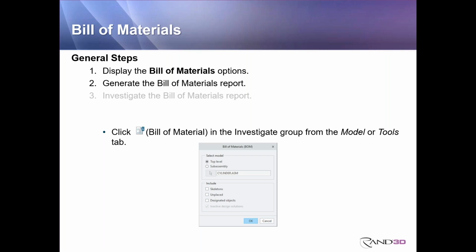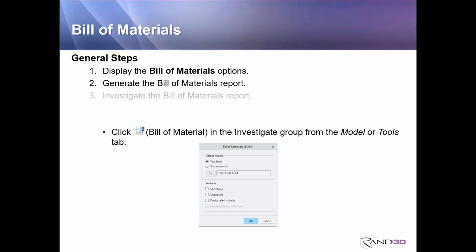You click on that tool, and doing so launches the bill of materials BOM dialog box, similar to what you see here. Once you get this dialog box launched, you can see that there are specific sections. You've got the select model area and the include area there in the dialog box.